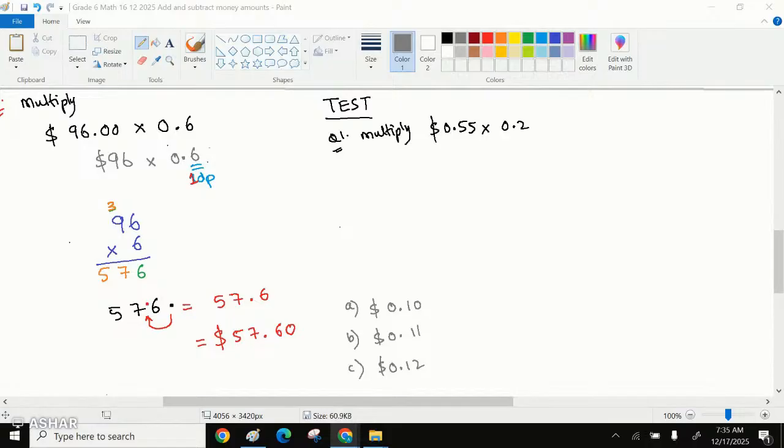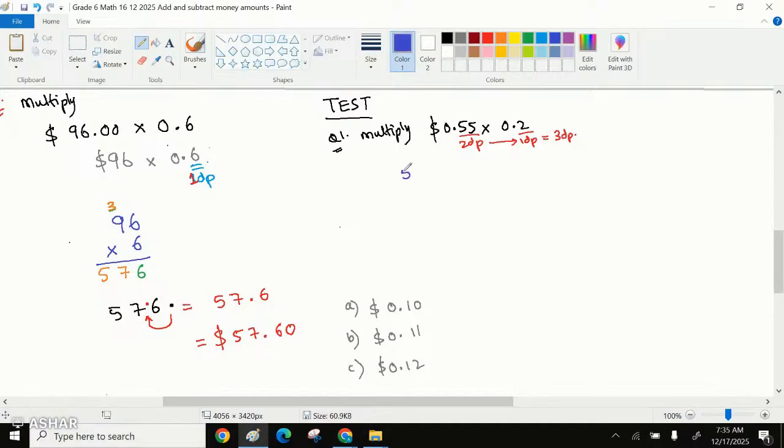The question says multiply dollars 0.55 by 0.2. But 110 cannot be the answer. You need to move the decimal places. How many decimal places are there? 0.55 has 2 decimal places. 0.2 has 1 decimal place, right? So the total number of decimal places you have to move to the left side is 2 decimal places plus 1 decimal place, which becomes a total of 3 decimal places we need to consider.